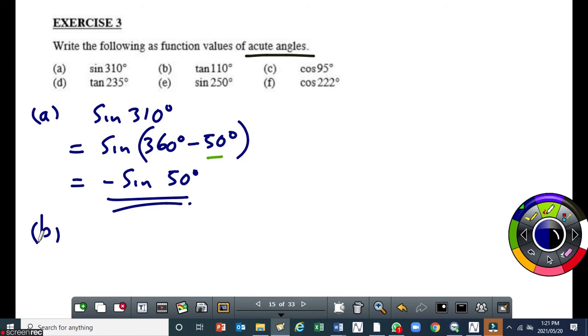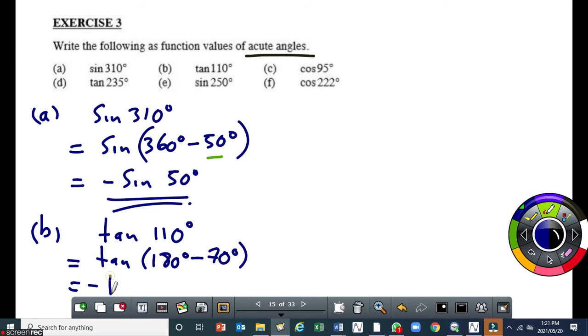All right, let's move on to B. Now B, in which quadrant is 110 degrees? Second quadrant. Therefore, we are going to introduce 180 now as our reference. Which angle can we subtract from 180 to get 110? 70. So this becomes tan of 180 degrees minus 70 degrees. And then you go back to the reduction, it becomes negative tan. So this will be negative tan 70 degrees. You are not supposed to use a calculator. I want to remind you, no calculator.